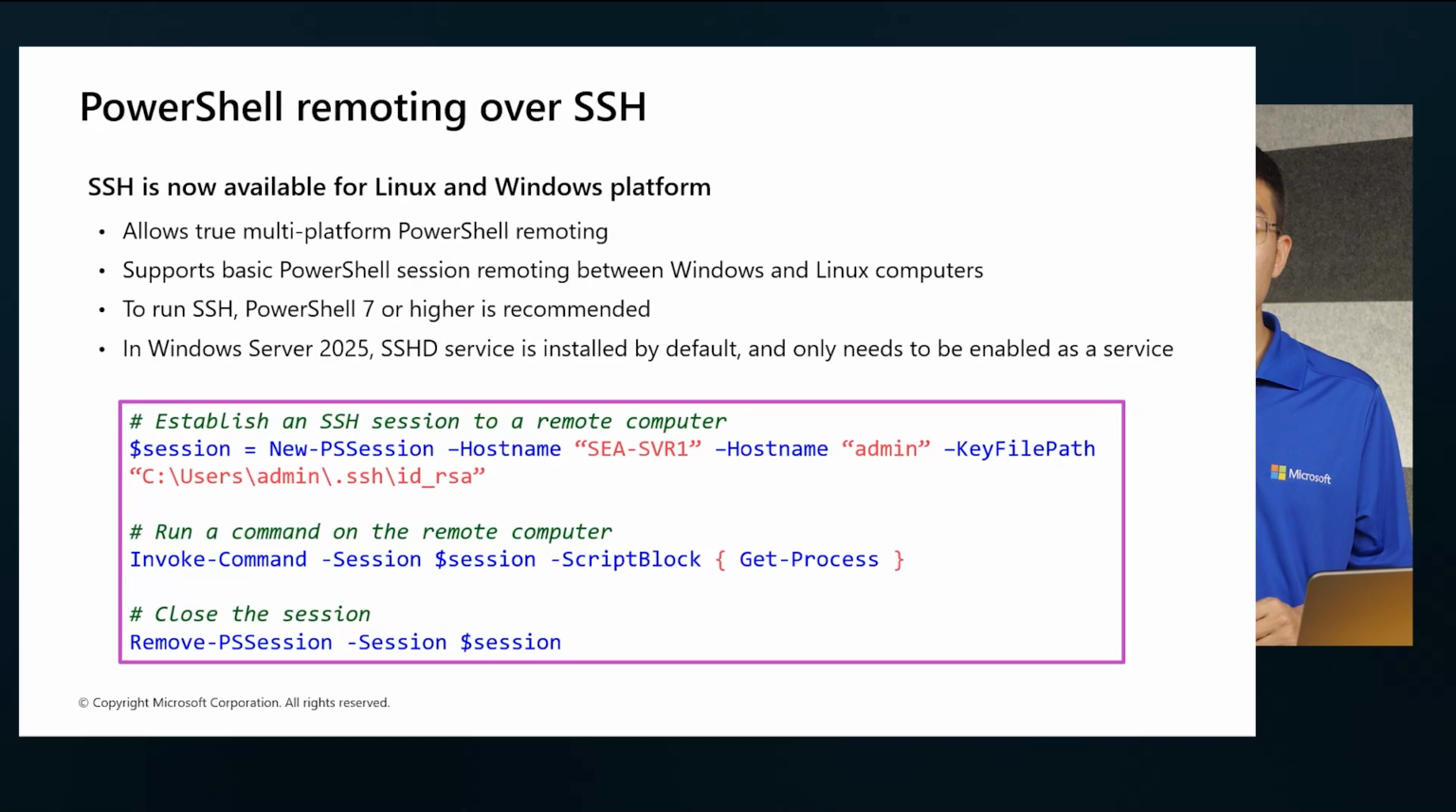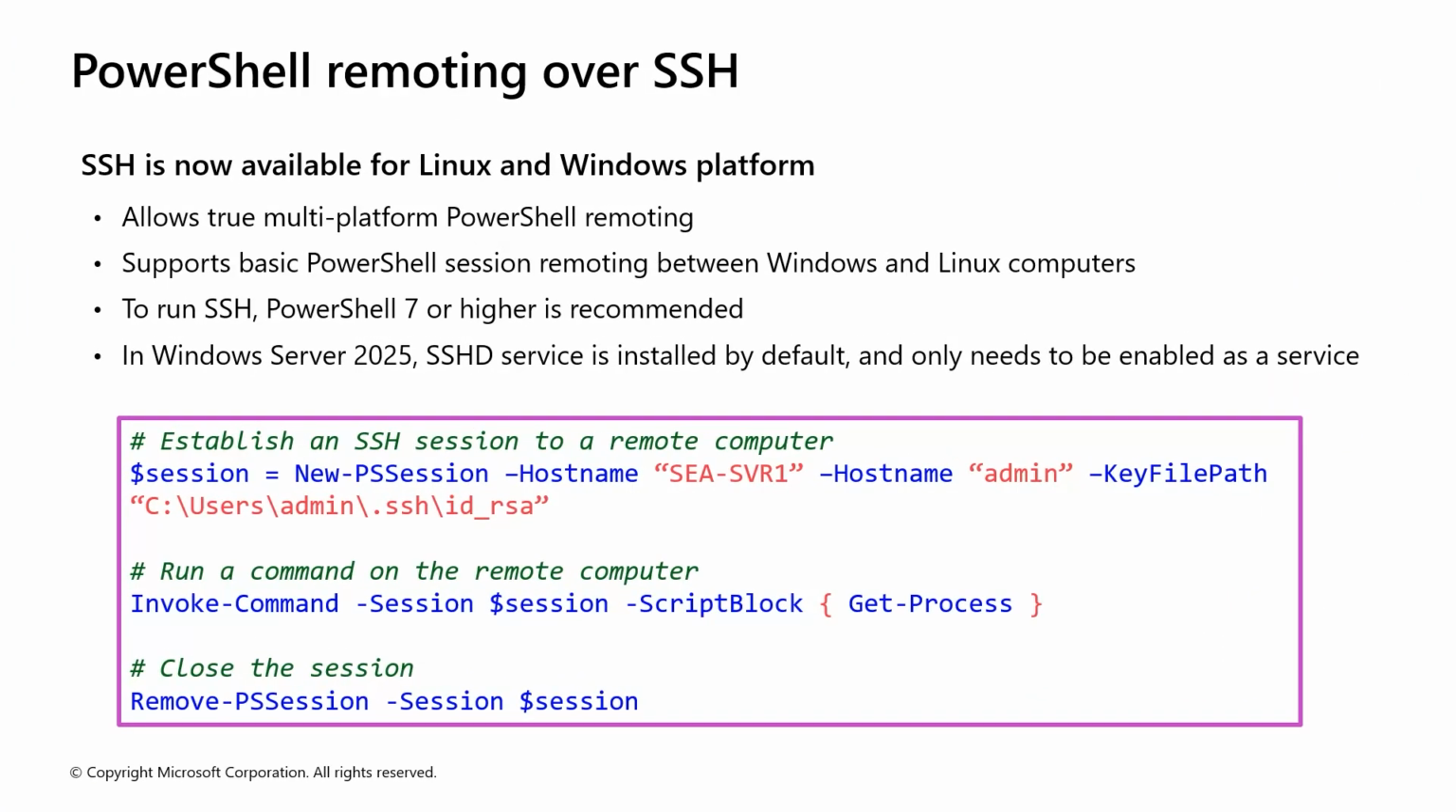PowerShell remoting now supports SSH, enabling true cross-platform management between Windows, Linux, and macOS. SSH is built into Windows 10 version 1809 and higher, and is installed by default on Windows Server 2025.